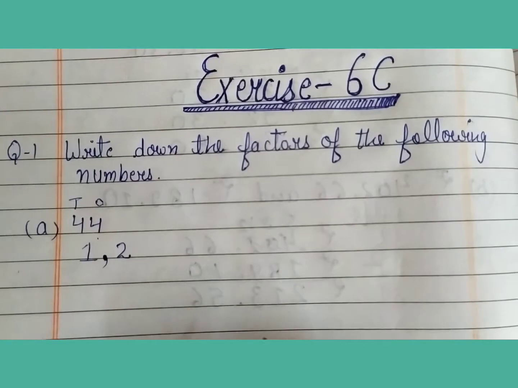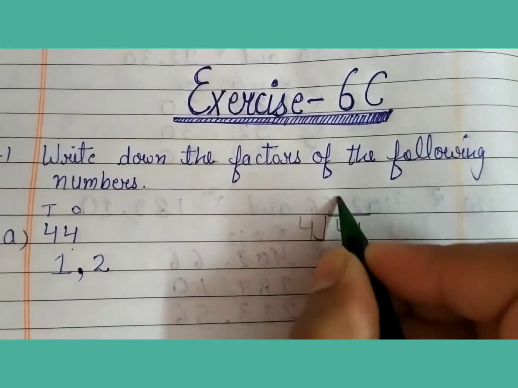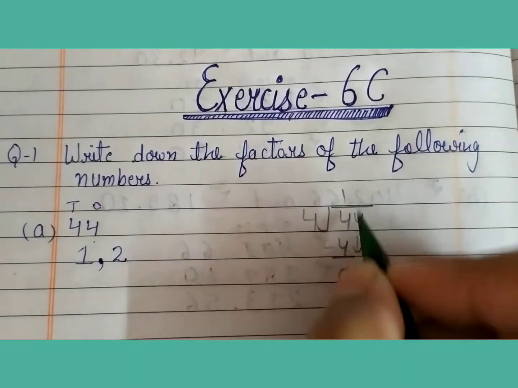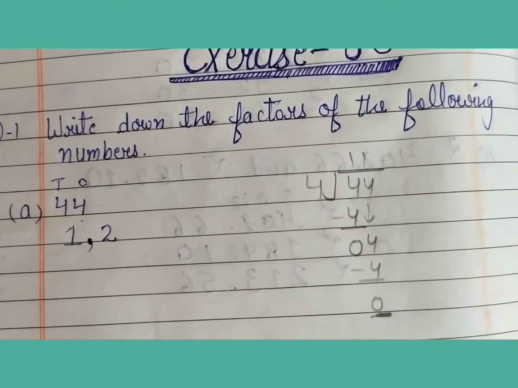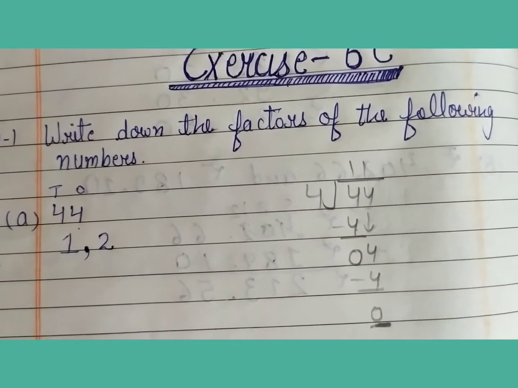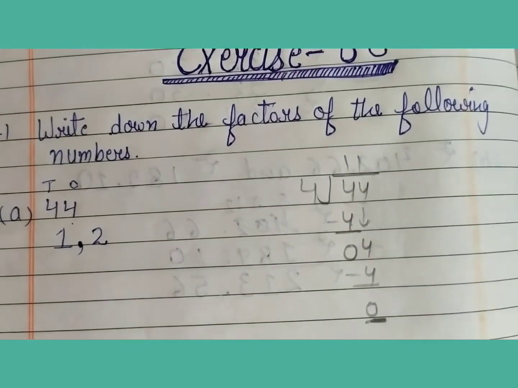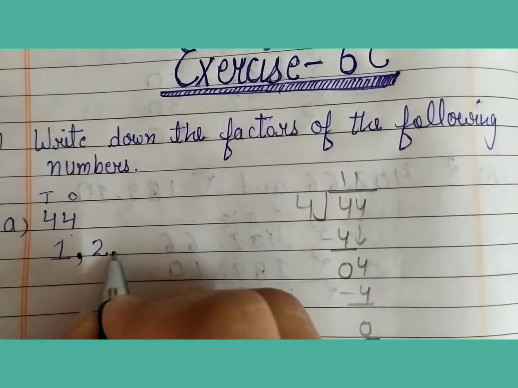Next is 4. 44 divided by 4. 4 ones are 4. 4 minus 4 equal to 0. Write down 4. 4 ones are 4. 4 minus 4 equal to 0. Children, there is no remainder left, so 44 is exactly divisible by 4. So 4 is a factor of 44. Write 4.